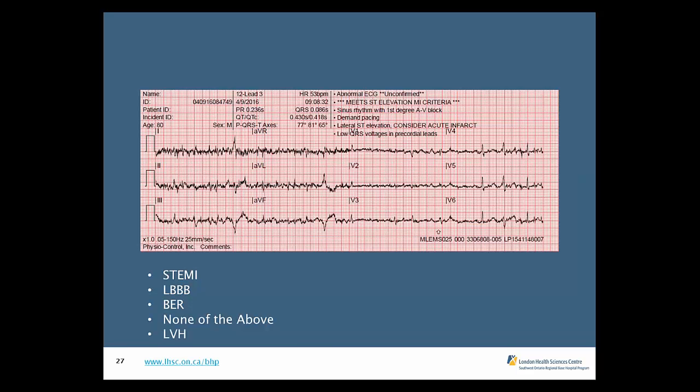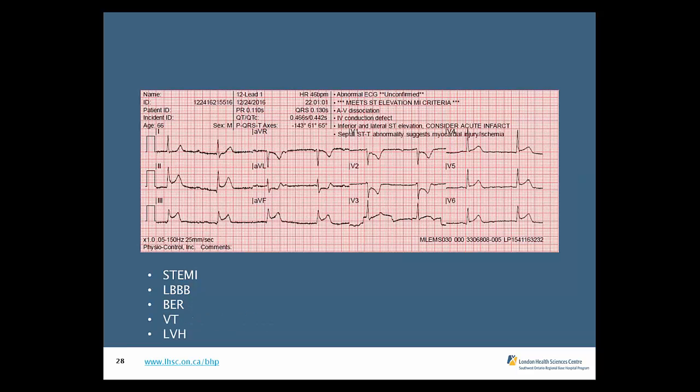Thanks, Matt. I know we're starting to run a few minutes over time. We've got a couple more ECGs we'll wrap up, and then we can carry on about our day. So here's another ECG that the computer has interpreted as a STEMI. See what you think about that, and we'll open up the poll in a sec.